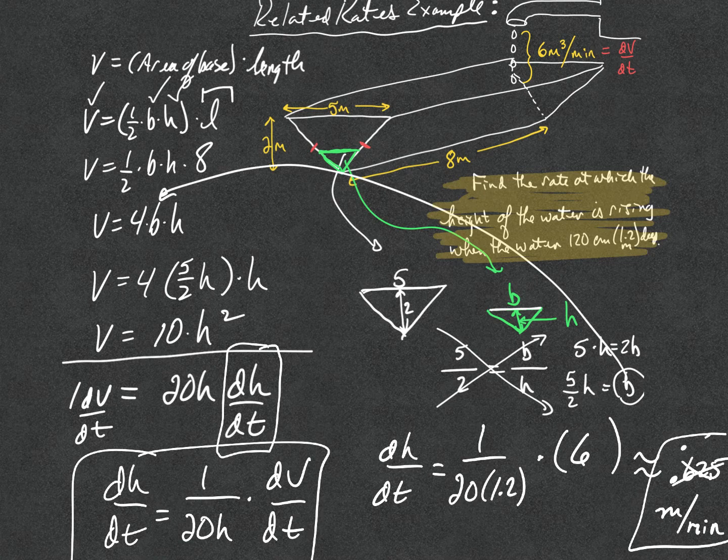When I punched out again, feel free to double check me on my math. When I punched out a second time, I got 0.25. So sorry if I typoed that. Sorry about that. Okay, but anyway, there would be the rate at which the level of the water, the height of the water, is changing when we're at the 1.2 meter depth mark.